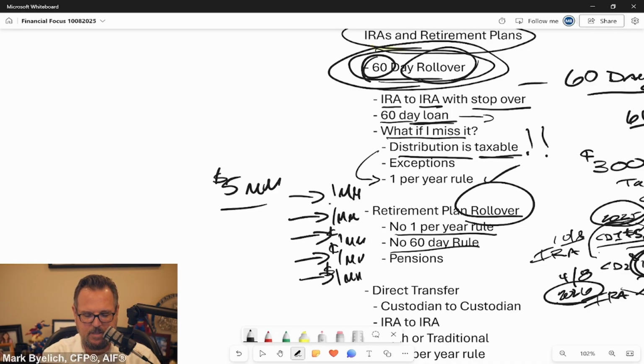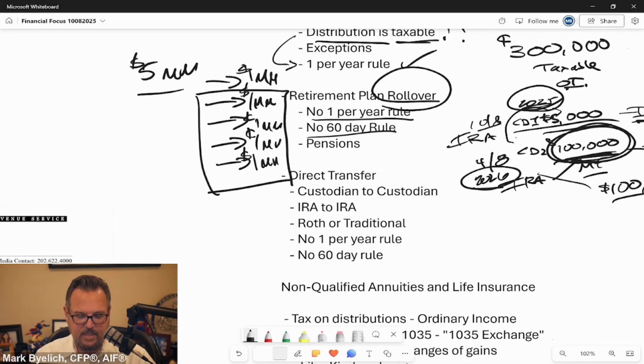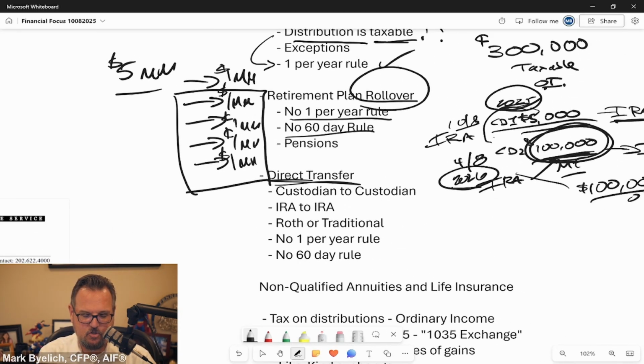From a retirement plan, that's not an issue. From a 60-day rollover IRA, it's a huge issue. All of this would be taxable income. That would be a huge issue. All right, so then we have direct transfers.